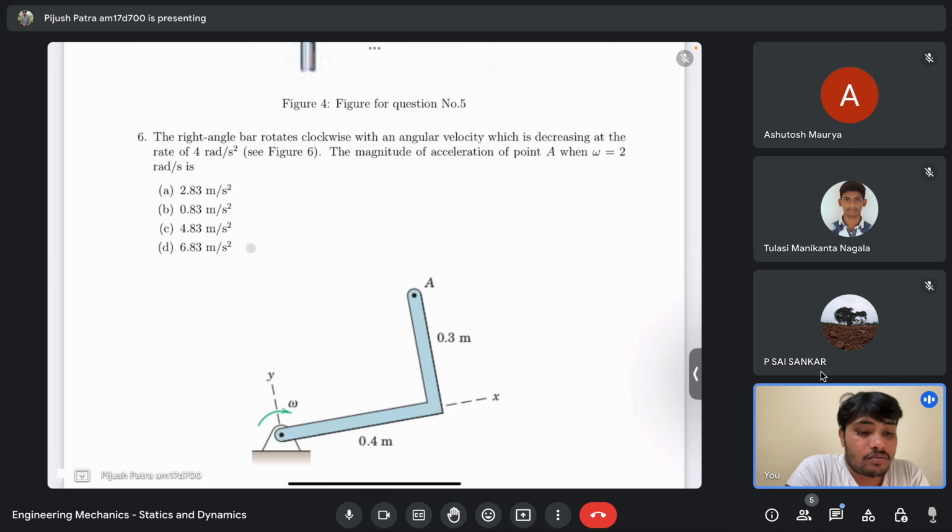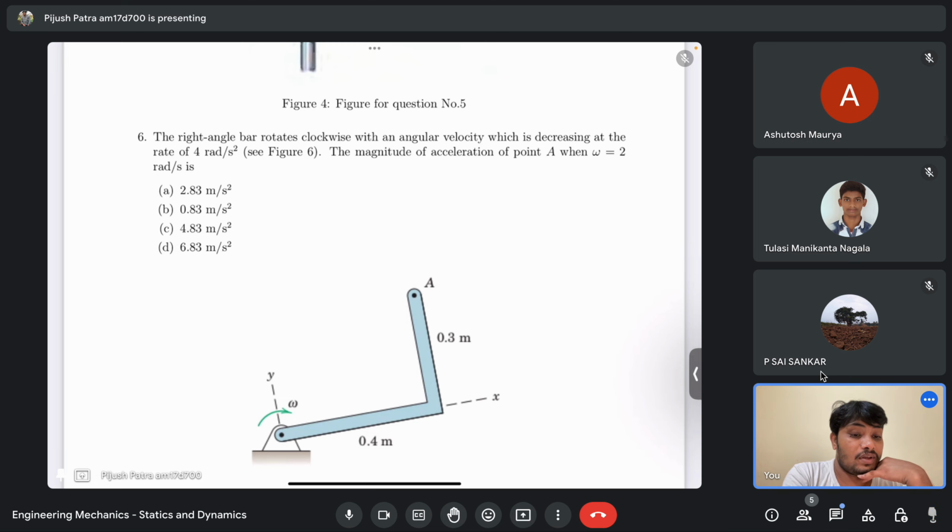So what will be your approach in this case? You have been asked for the magnitude of acceleration of point A. Point A will have acceleration in both x and y direction, but if you think of it in terms of the normal-tangent coordinate system, what will be the tangential acceleration of point A? Ultimately the entire thing is rotating, right? If you join a line from this pin point to point A, that line is also rotating.